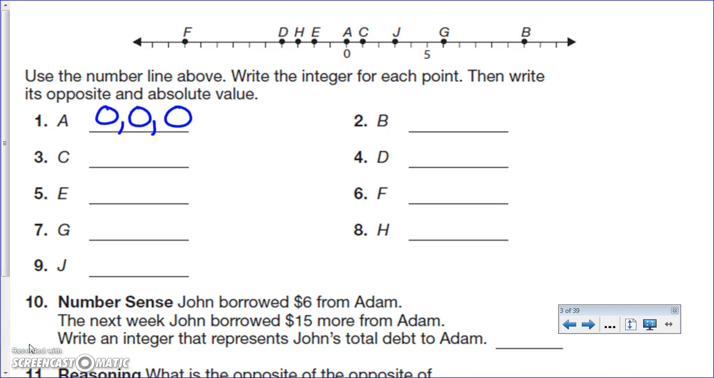B is at 11, so it's positive 11. Its opposite is negative 11. And the absolute value of both positive 11 and negative 11 is 11. For C, it's at positive 1, so the opposite is negative 1, and the absolute value of both positive 1 and negative 1 is 1.